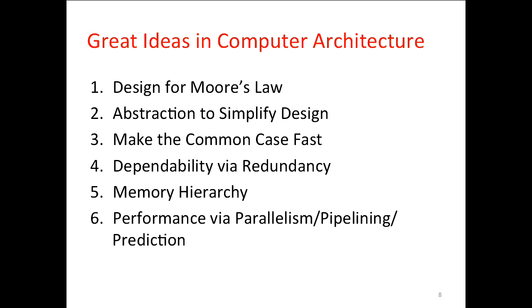What are the things that you should take away and think about when you're building any kind of system, not just a hardware system? Designing for Moore's Law. Technology continues to improve at a fantastic rate. It may be slowing down a bit, but it's going to improve in some other dimension. So make sure you design for trends. Abstraction to simplify design. That's a big key idea in computer science. It's the only way to manage this complexity.